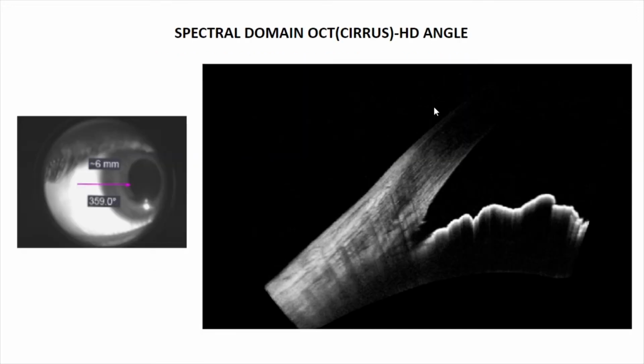This is also Cirrus OCT spectral domain showing the angle structures in high definition. Can you point out the structures? The whole point is for you guys to understand the image and what structures you are seeing. Otherwise, there's no point. Okay. So I want you to interpret.